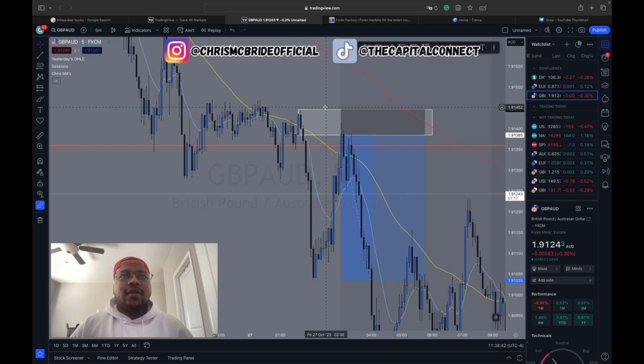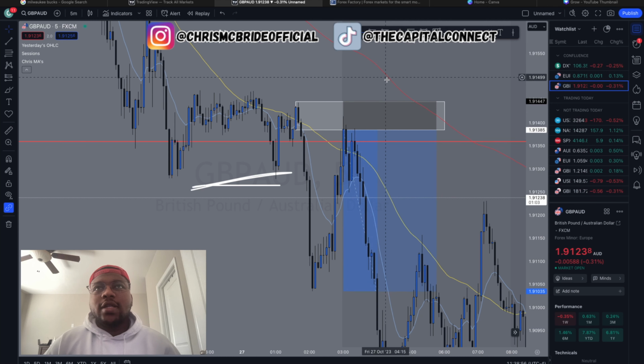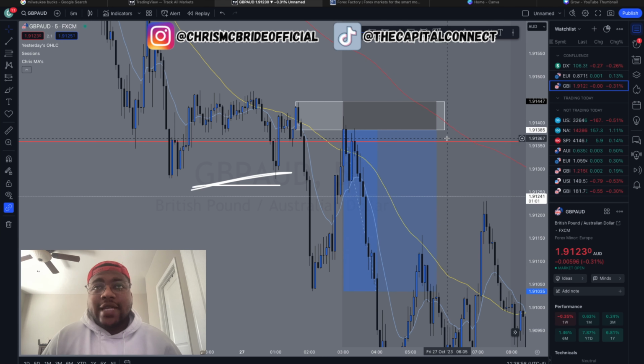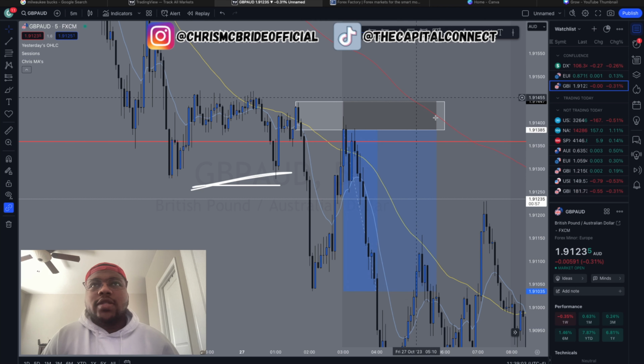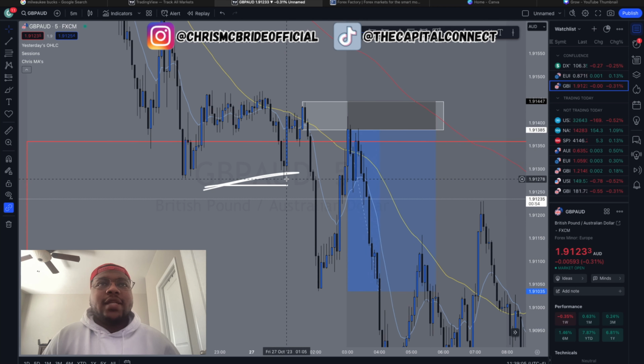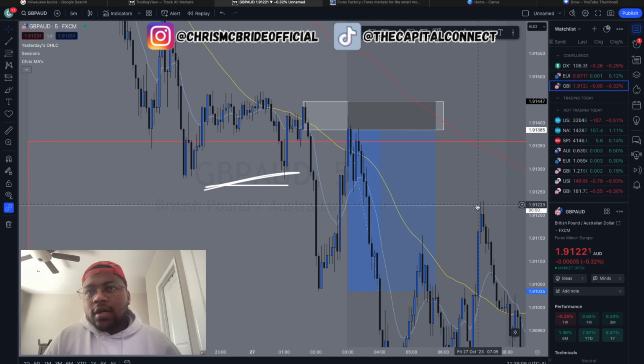As we can see, we have a very clear supply. We got a gap attached to our zone, and we got a break of structure. We broke these lows here, so this is a high probability supply. Where is the 200? The 200 is above our zone, so this is exactly what we want to see when it comes to our supply setups. We want the 200 to be above our zone, and as we can see, man, price came back into our zone and sold off beautifully.